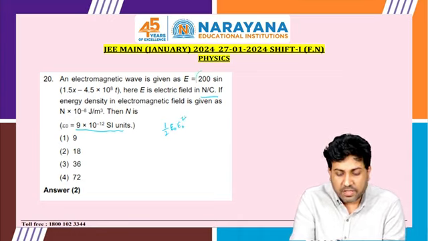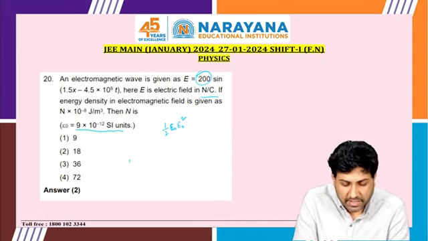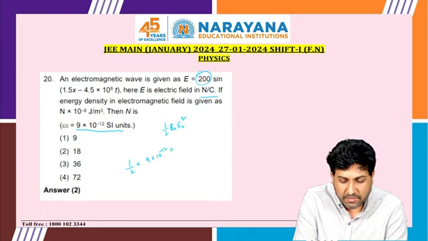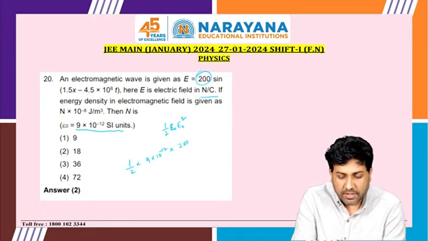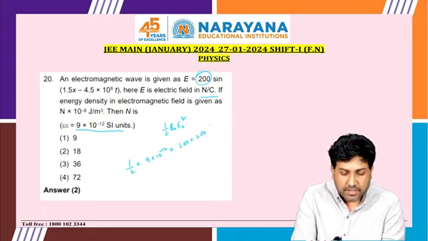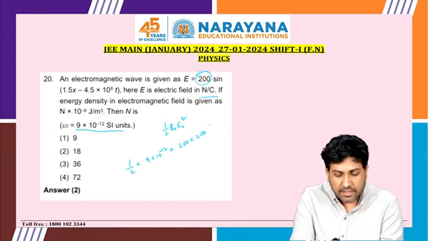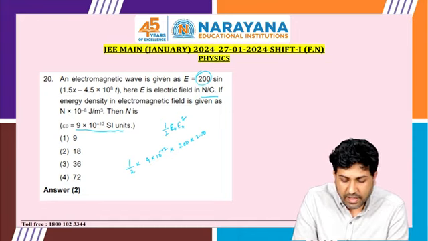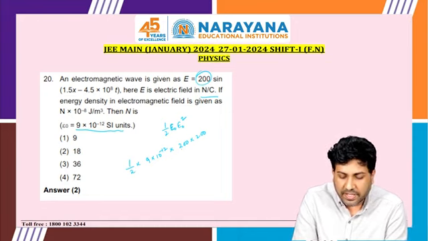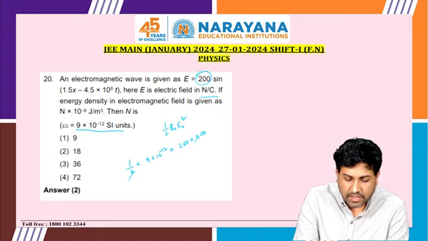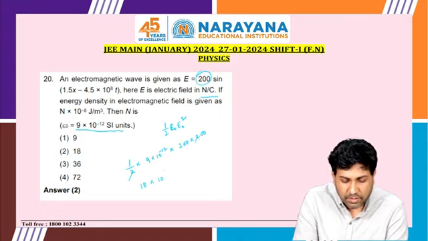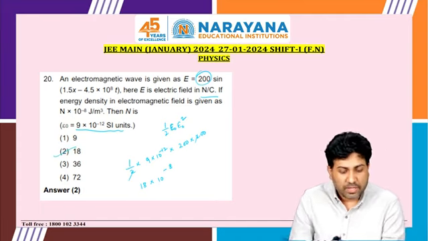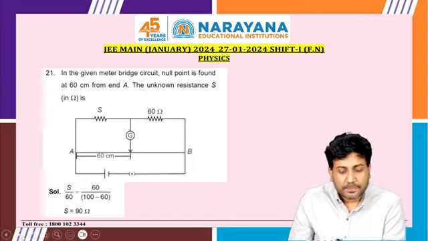So this is the value of E naught. I will just write the values here. Half into epsilon naught, which is 9 into 10 raised to power minus 12, into E naught square, which is 200 into 200. Okay, so then what is the final answer? I will get 9 into 2 is 18, and the 1 by 2 cancelled, so I'll get 18 into 10 raised to the power minus 8. So that means the answer will be 2. Okay, now let's move to the next question.